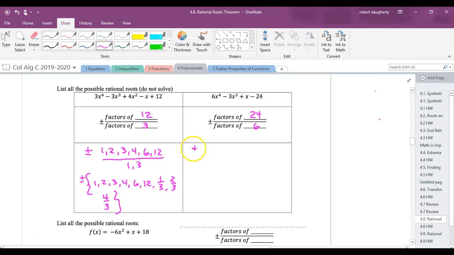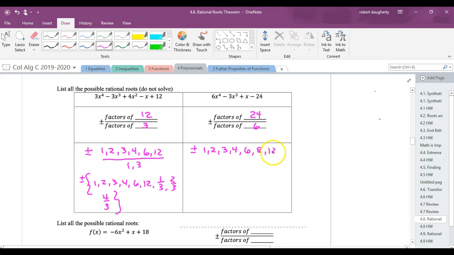So that's plus or minus. What are all the factors of 24? 1, 2, 3, 4, 6, 12, 24. Yeah, 3, 8. Sorry, I left off 8. Let me get that in. Right after 6, there's also an 8.